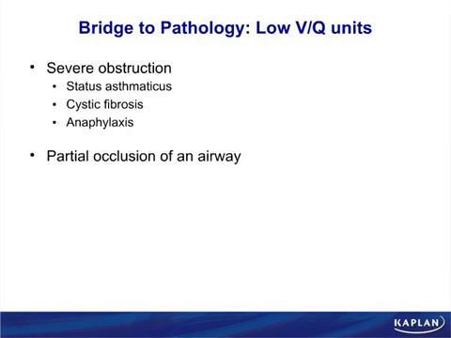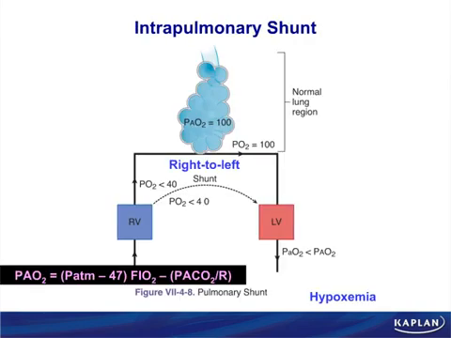All right, some things that we're looking for pathologically that can cause low VQ units. Well, anything that causes severe obstruction like status asthmaticus, cystic fibrosis, anaphylaxis. Severe obstruction, I can't ventilate those areas. Or if I get some type of partial occlusion of an airway, like a mucus plug on somebody with mechanical ventilation. All right, the fourth cause of hypoxemia is an actual shunt, a right to left shunt.